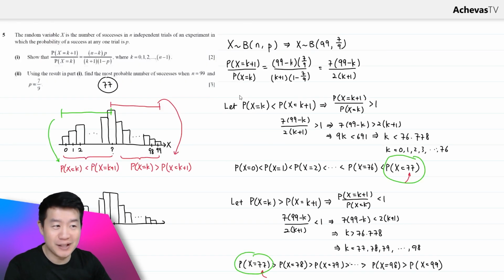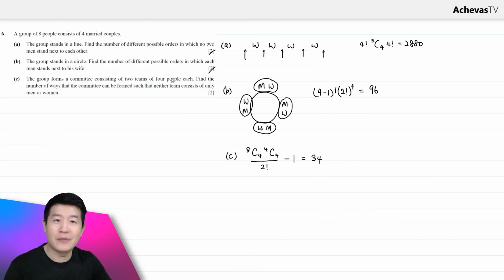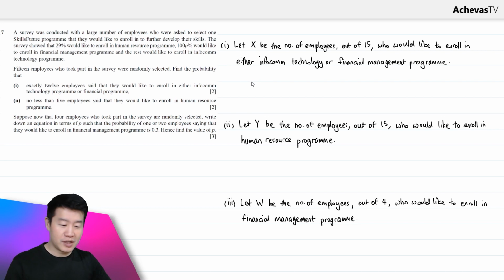Right, as compared to this, I think NJC had been fair because they set a pretty tedious question in 5. So they gave a more straightforward P&C question in question number 6. Then next, question number 7.